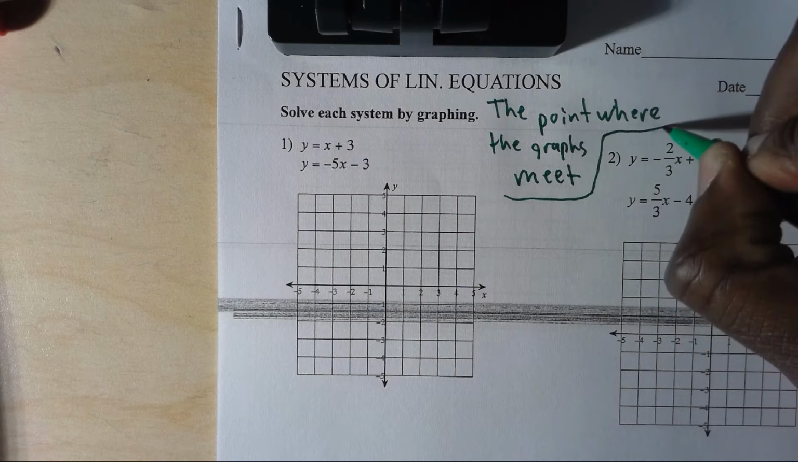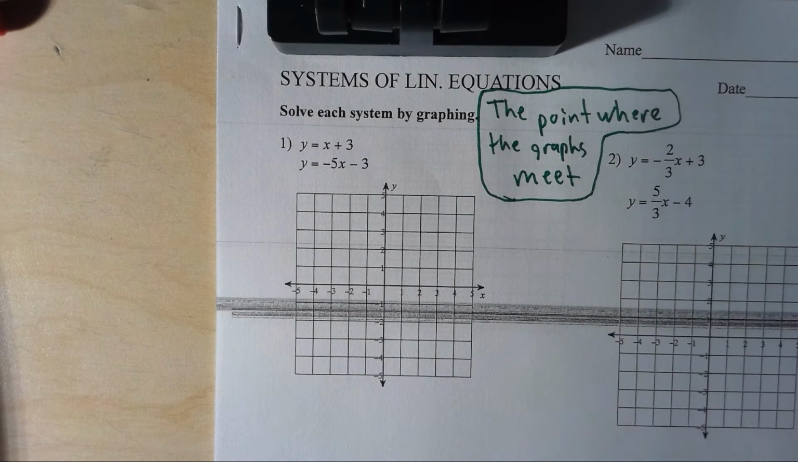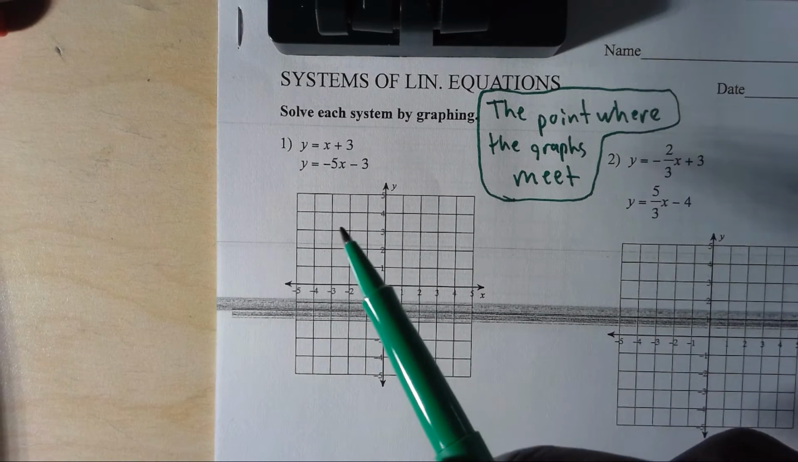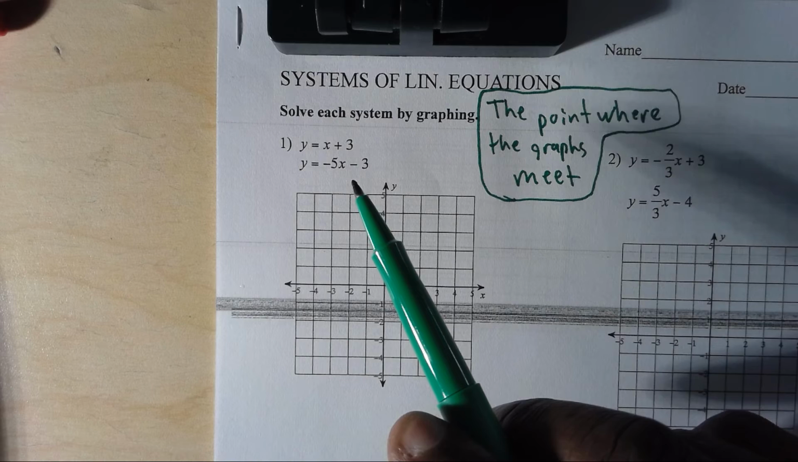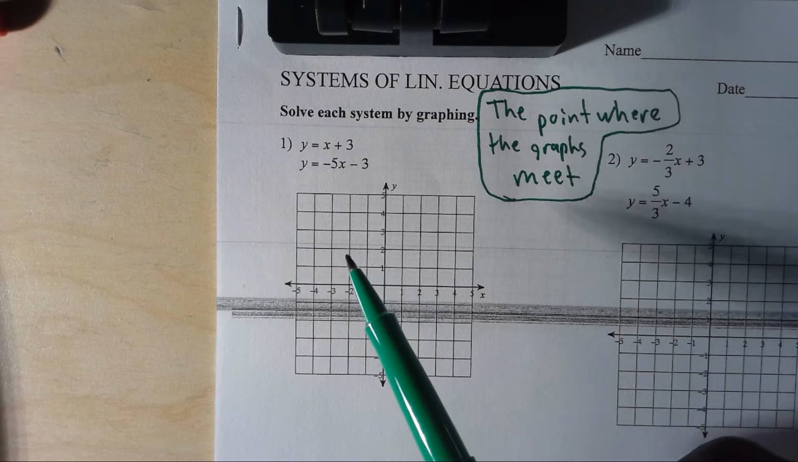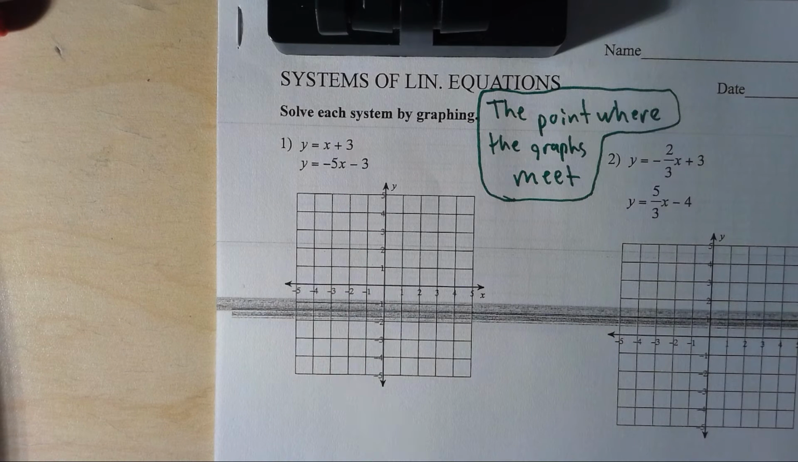Far too often, scholars will get a question like this and they're just going to graph the lines and say, okay, I did it. That's not what this question is asking. If they're asking you to solve the system, they're saying find a point that satisfies both equations. And if it satisfies both equations, then it is on both lines. And if it's on both lines, it's going to be the point where these lines meet.